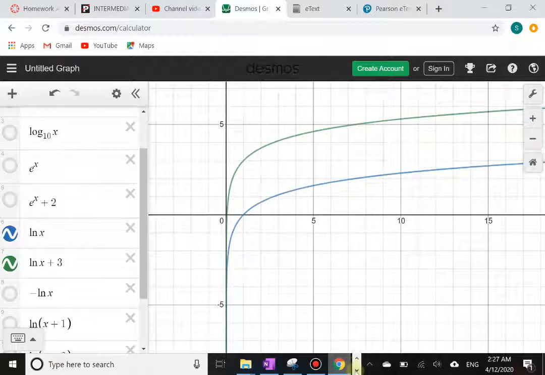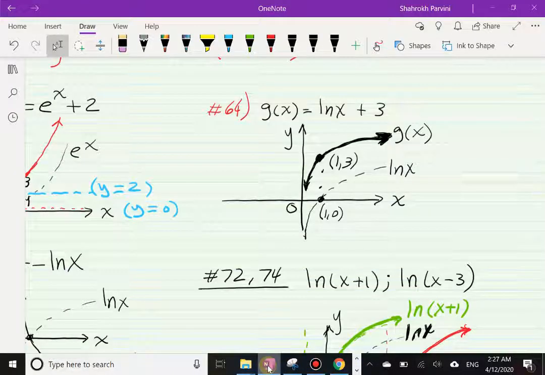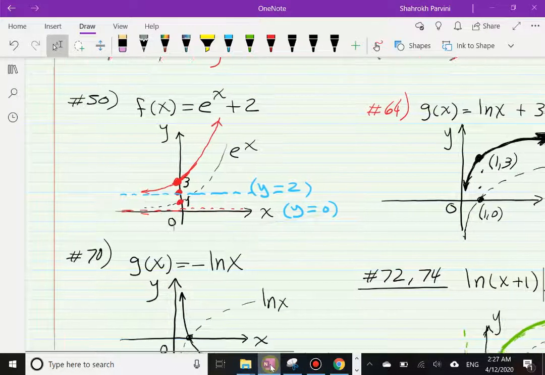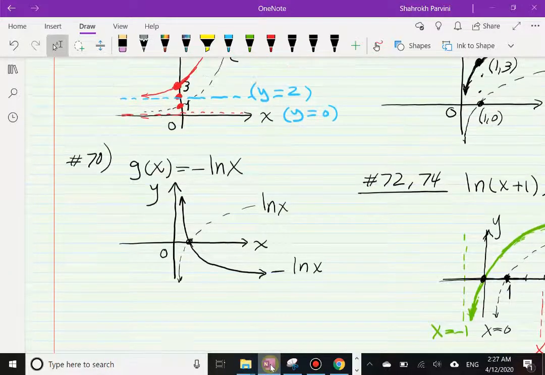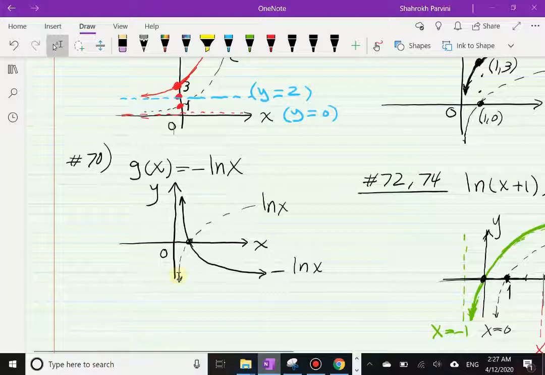And let's take a look at our next one. This next one we're going to look at is number 70. The graph of negative natural log of x. So again, I started by graphing ln of x in general form without plotting points. The effect of the negative in front is to cause a reflection about the x-axis. So it's going to flip it over. This 0.01 is not going to change.